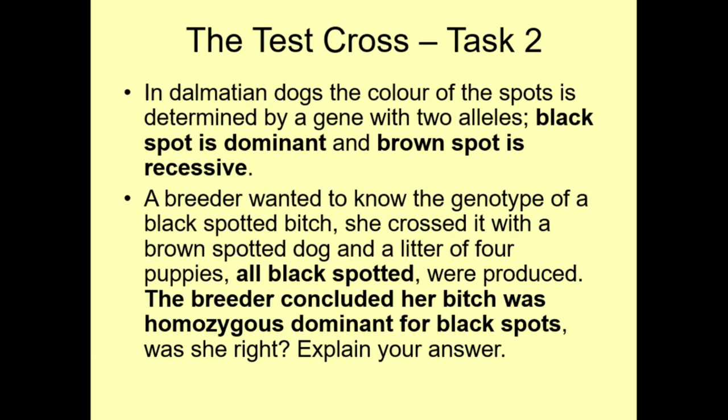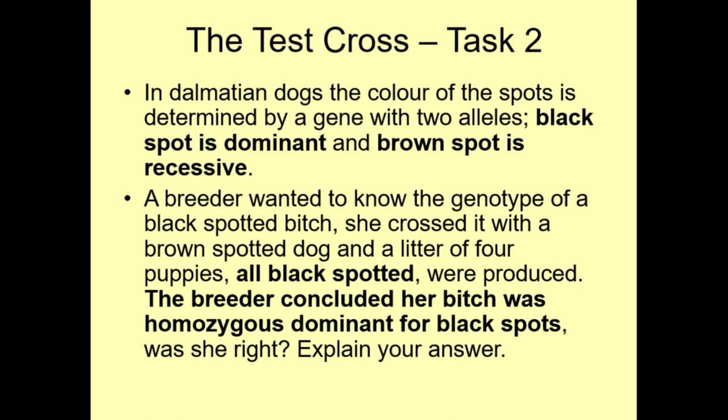Now, if you got that one correct, I've got a slightly harder one for you to do. In Dalmatian dogs, the color of the spots is determined by a gene with two alleles. Black spot is dominant and brown spot is recessive. So the allele for black spots is dominant over the recessive brown spot. A breeder wanted to know the genotype of a black spotted bitch. She crossed it with a brown spotted dog and a litter of 4 puppies, all black spotted, were produced. The breeder concluded that her bitch was homozygous dominant for black spots. Was she right? And you can explain your answer.